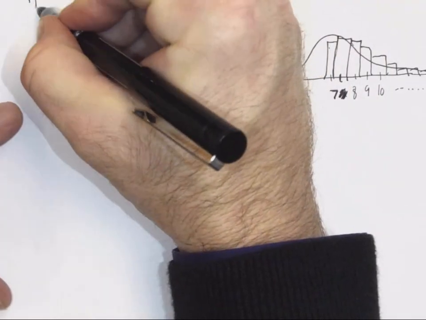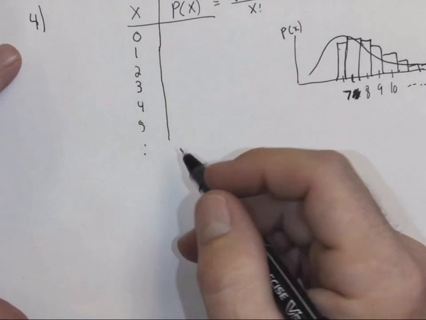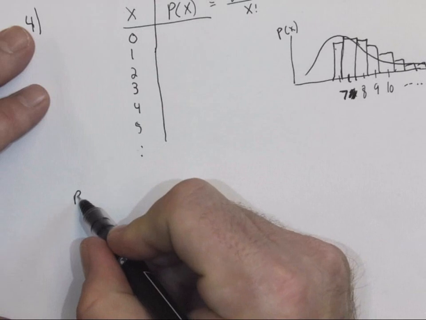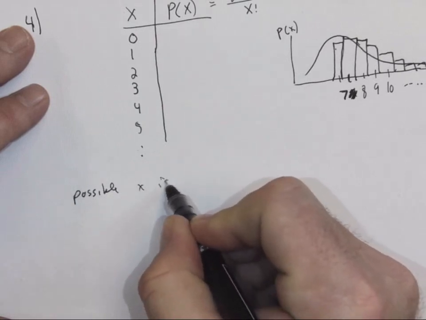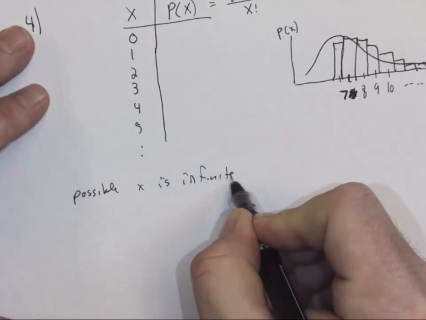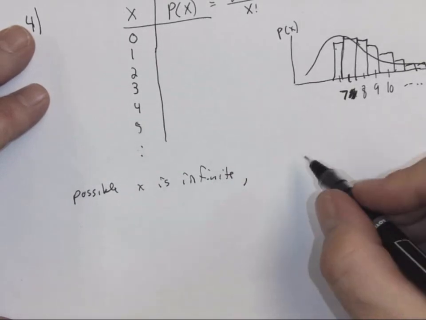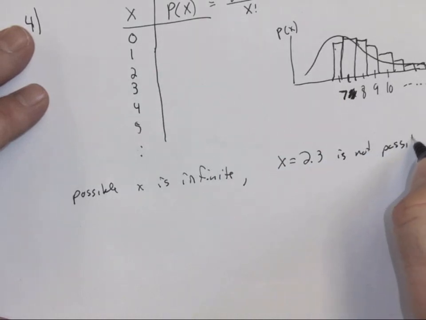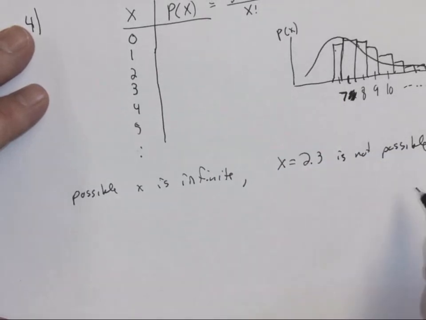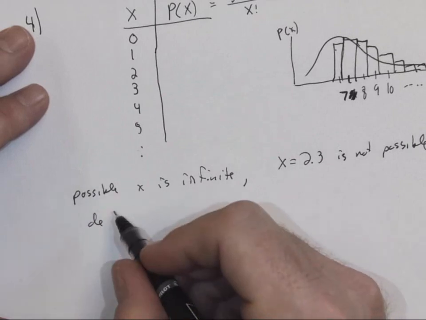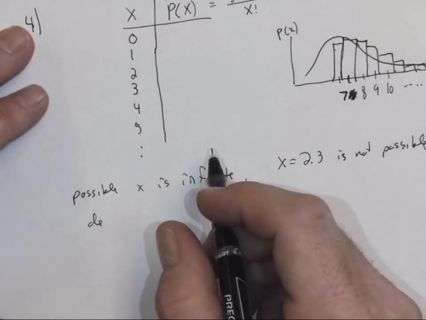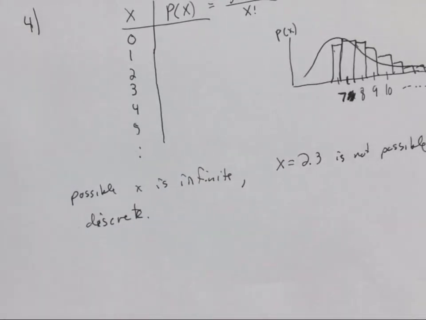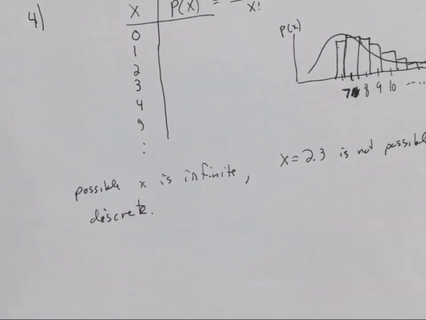So that was number 4. Possible x is infinite. X equals 2.3 is not possible. And it's discrete.